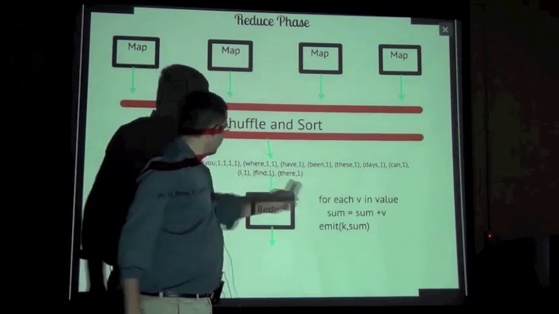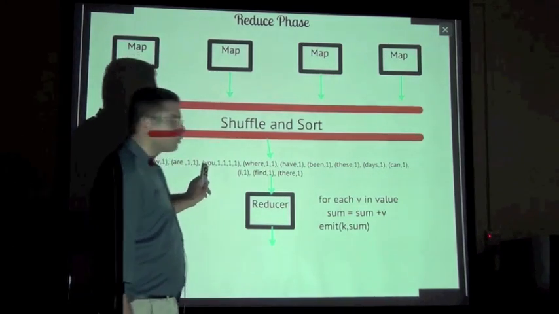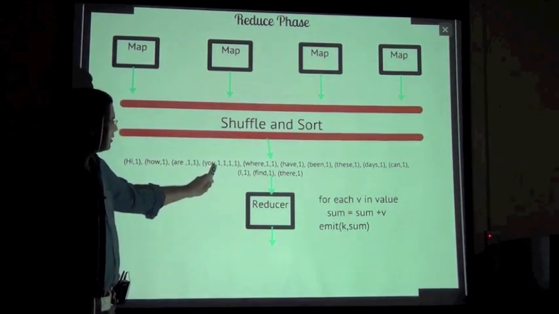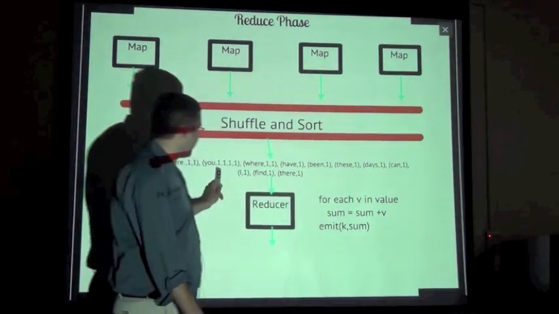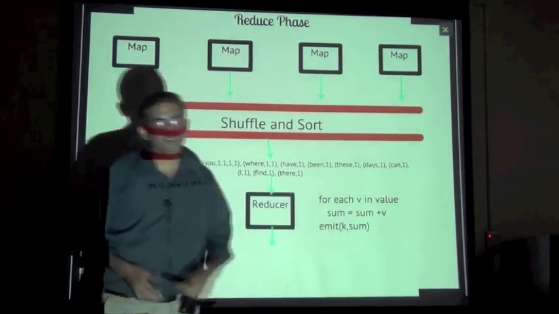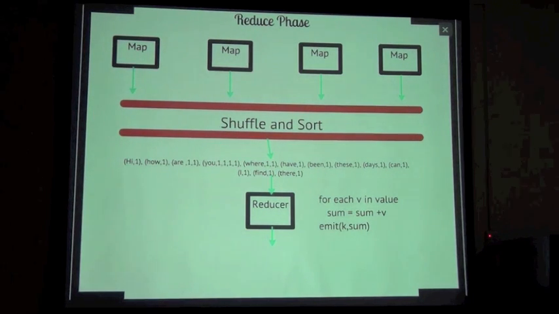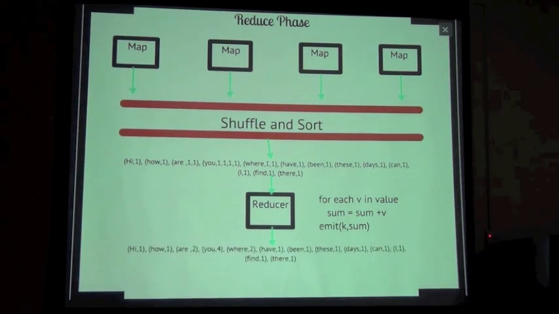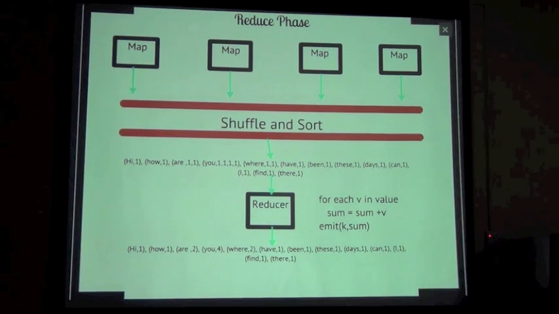For each V in value, so we said key and value, key, and this is an array of values. For each V in value, sum is equal to sum plus V. So first time it will be 1, second time it will be 1 plus 1, 1 plus 1, 1 plus 1. And that's how you get to the output. This is map reduce.